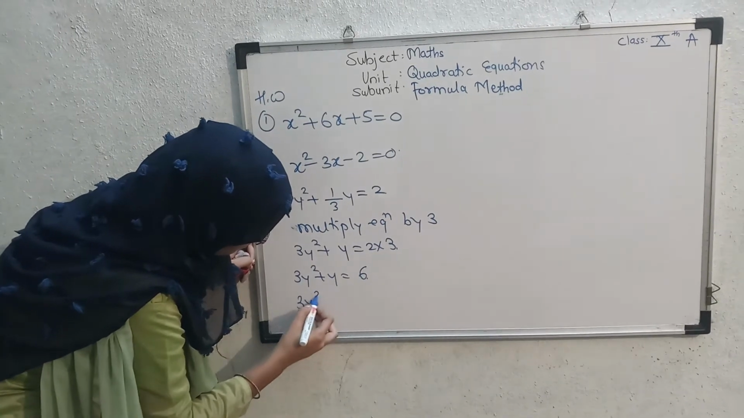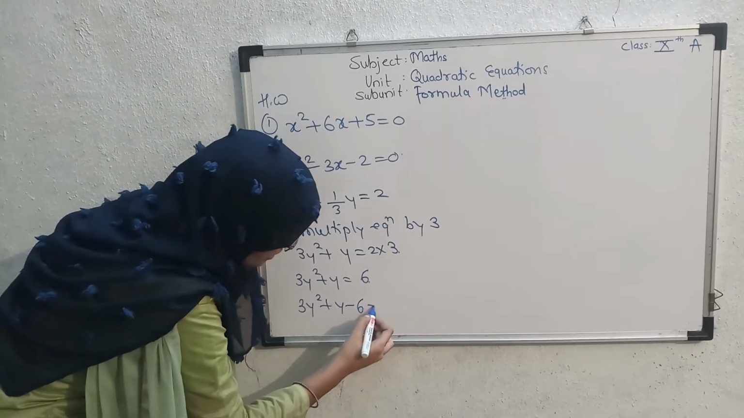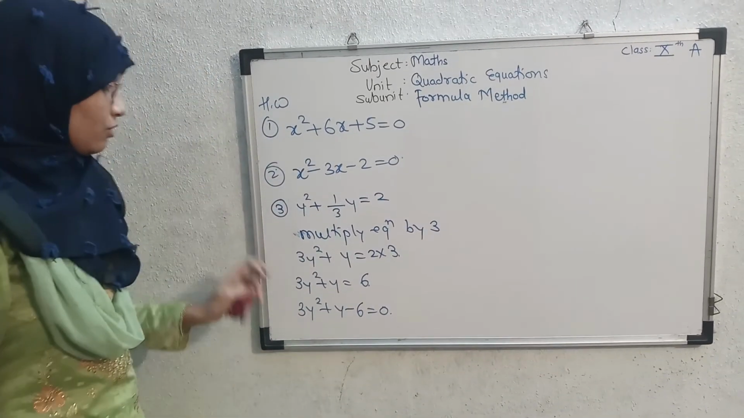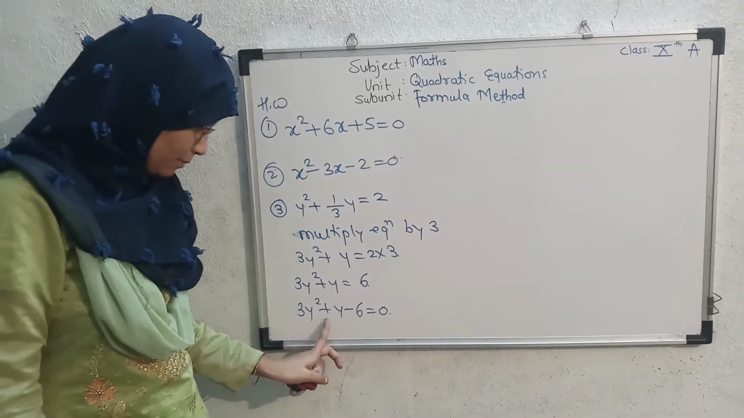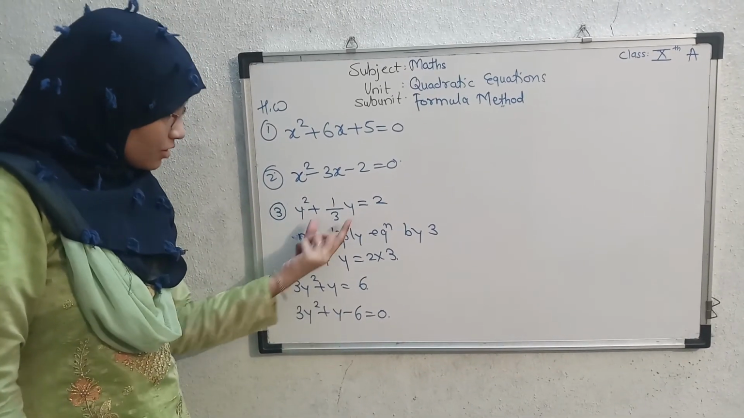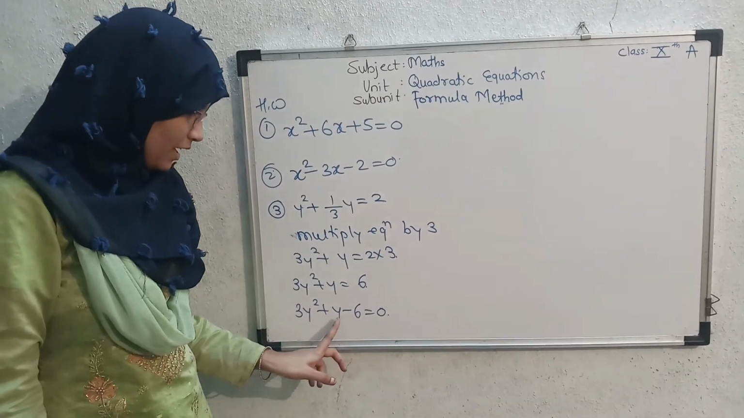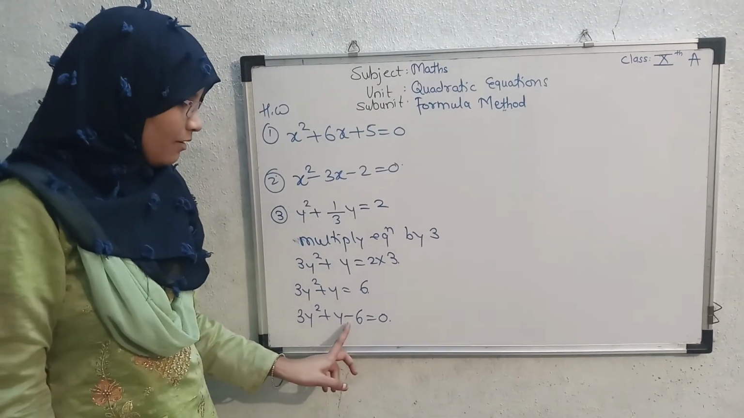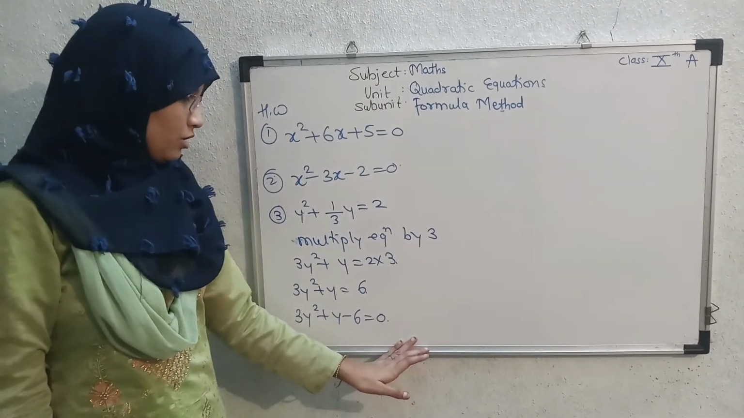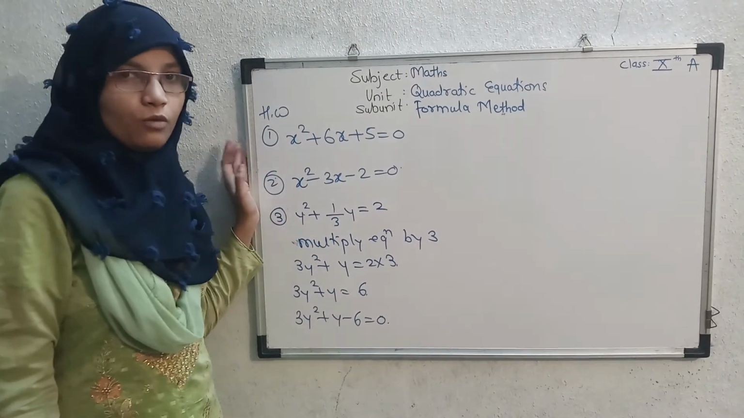That is 3y square plus y, here we got minus 6 is equals to 0. That is 3y square plus y minus 6 is equals to 0. We convert this equation into standard form, ay square plus by plus c is equals to 0. Now you have to solve these three equations at home. Okay.